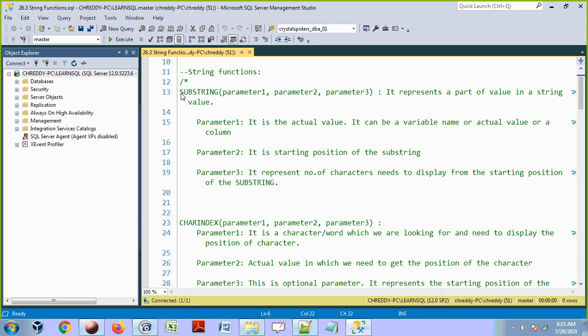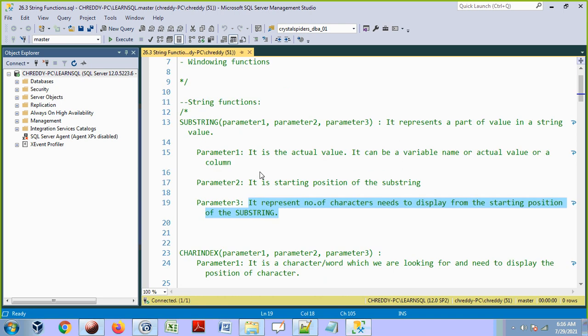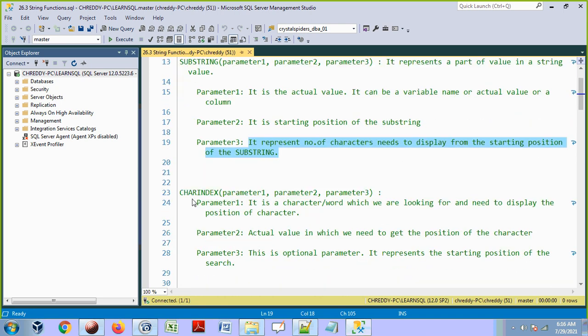So last session we discussed the substring function. Substring takes three parameters. Parameter 1 represents the actual value from which we are going to display the substring. Parameter 2 is the starting position of the substring, and parameter 3 represents the number of characters, including the starting position, that we need to display. That's the substring function. And next we have the CHARINDEX function.